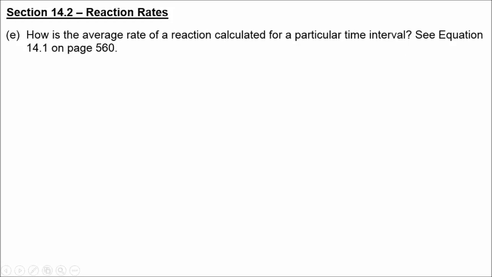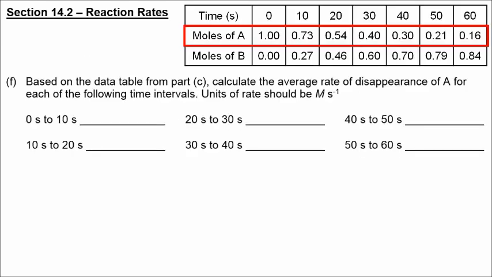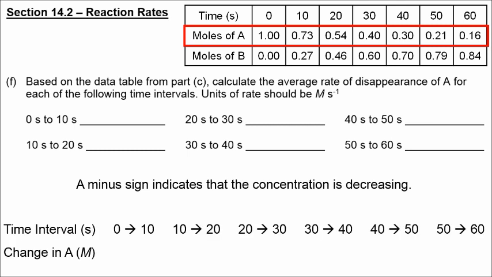Now the average rate of a reaction can be calculated for a particular time interval if we can figure out the change in concentration of a particular chemical divided by the change in time. So in this case we have a change in concentration for A, where a minus sign indicates that the concentration is decreasing. In the first 10 seconds, the change in concentration of A would be 0.27. In the next 10-second period, it goes from 0.73 to 0.54. That's a difference of 0.19.